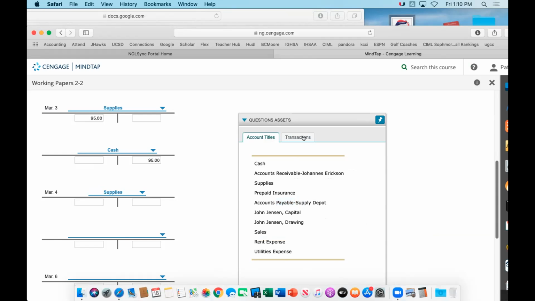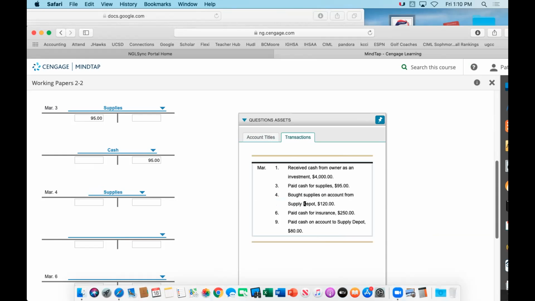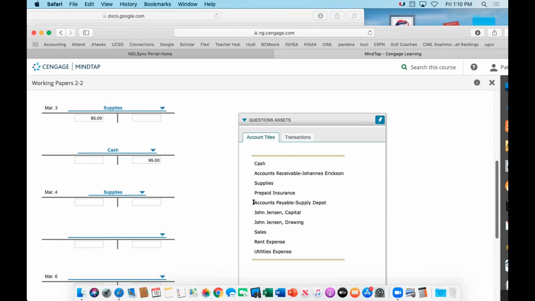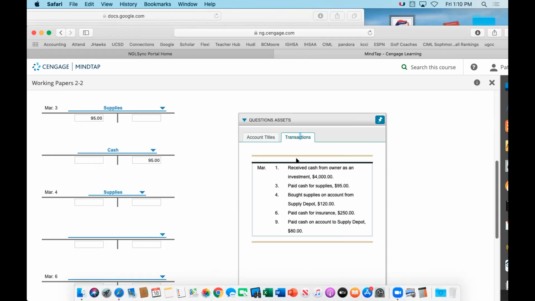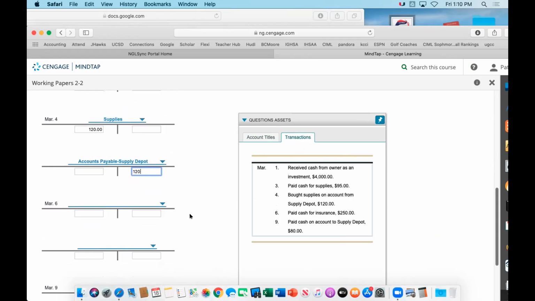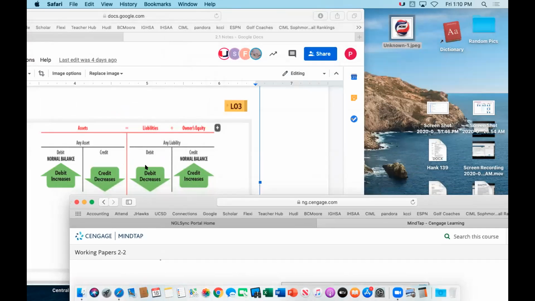So it said supply depot. So you see supply depot here. If you can't remember, go, oh, that's right, that's accounts payable. That means you're going to pay them later. So we're getting a bill. We bought $120 worth of supplies from those people, and they are going to bill us later. How do you increase a payable? Right here. The liability, normal balance, increase liability, credit.